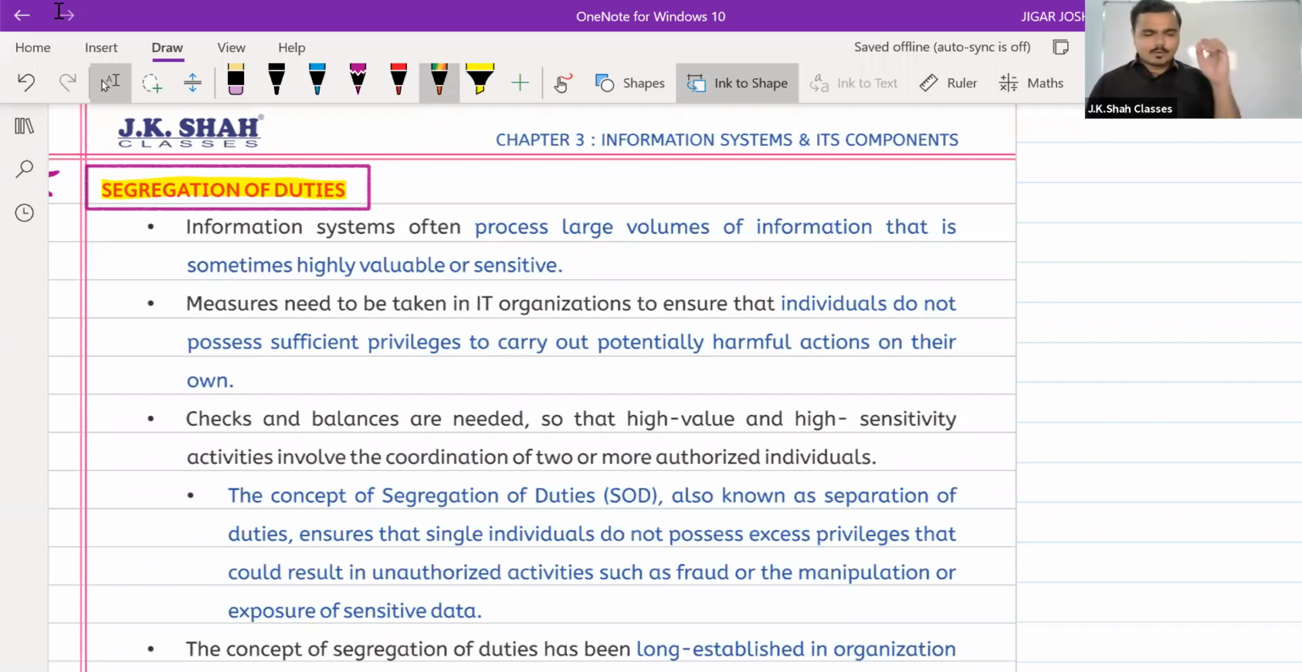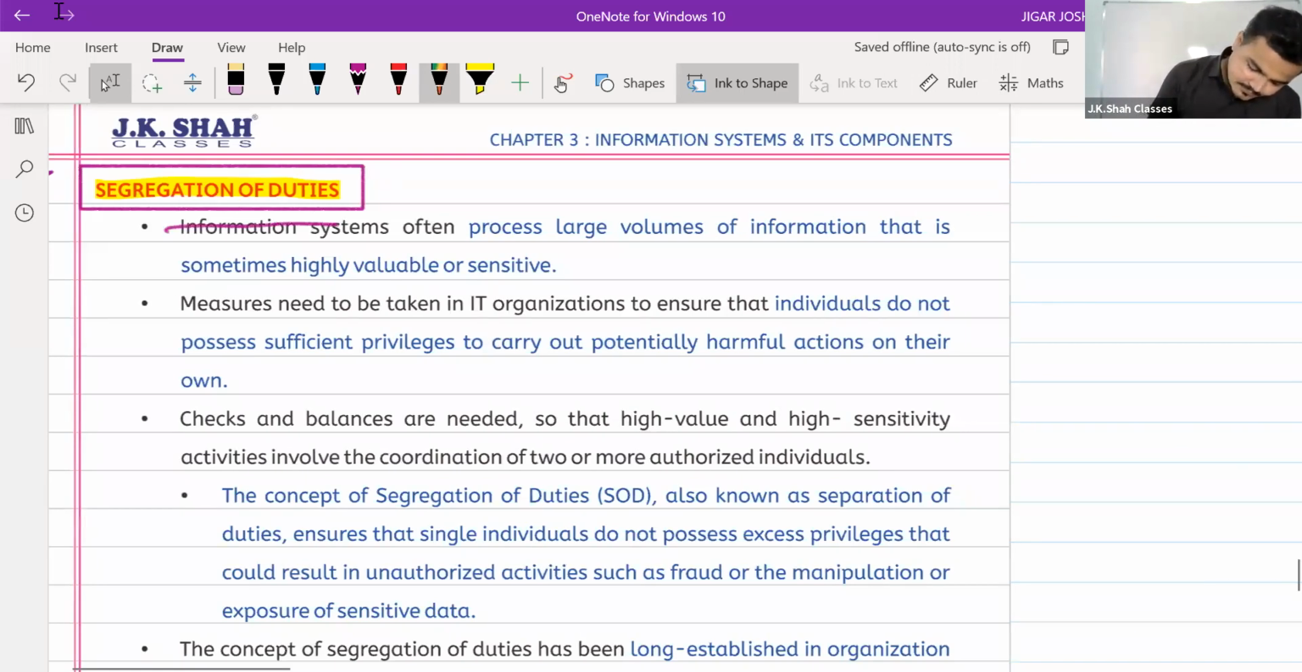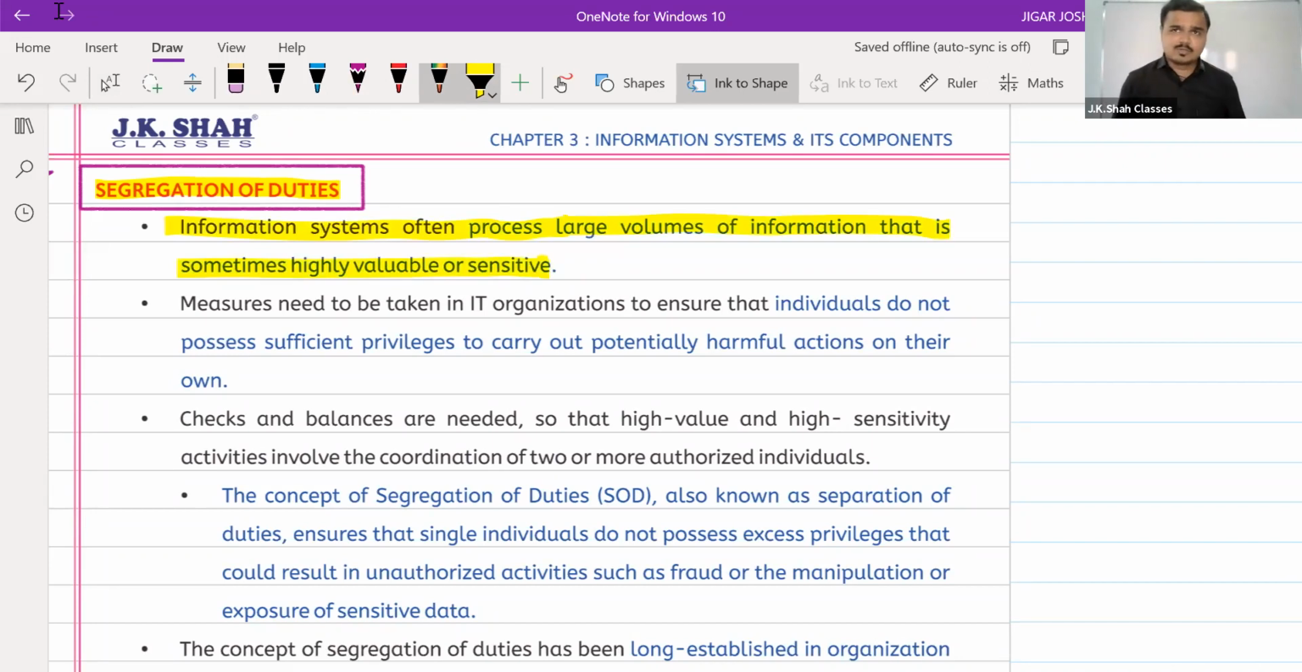Now see these in a theoretical form. Few things I want to cover right now, and few things I'm keeping for you to read. See this. Information systems often process a large volume of information that is sometimes highly valuable as well as sensitive. So valuable is also there, and that information is sensitive is also there. Yes, sir.